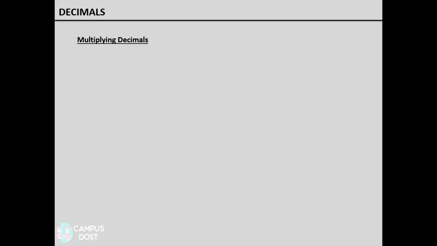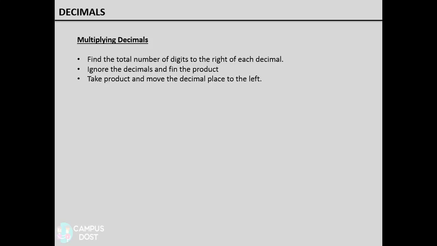Alright, now let's examine multiplication. For multiplication, we should first count the total number of digits that are to the right of each decimal. Then ignore the decimals and find the product. Once we have a product, we take the decimal place and move it to the left based on the total number of digits that were originally to the right of each decimal.